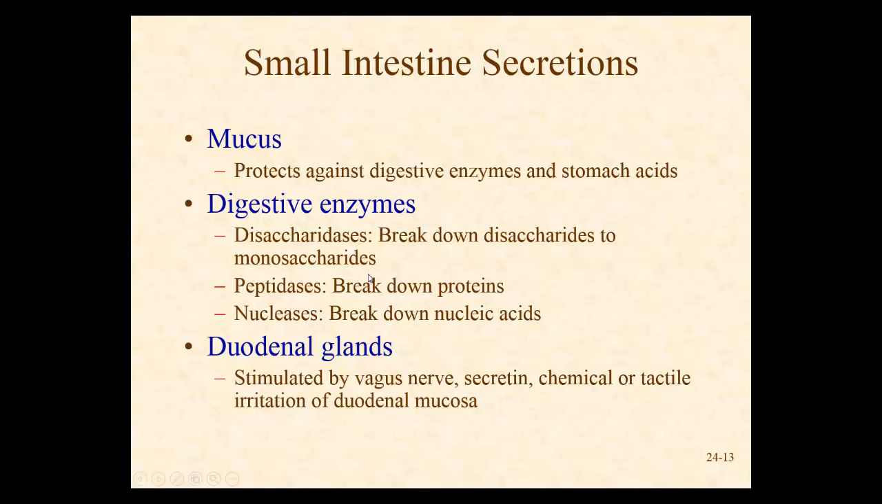So when we look at digestive enzymes, remember that's an example of chemical digestion, where we're breaking apart the bonds of the more complex molecules and breaking them down into simpler molecules. For example, proteins are broken down into amino acids. Complex carbohydrates are broken down into those monosaccharides, such as glucose. So those digestive enzymes are very important in the small intestine.